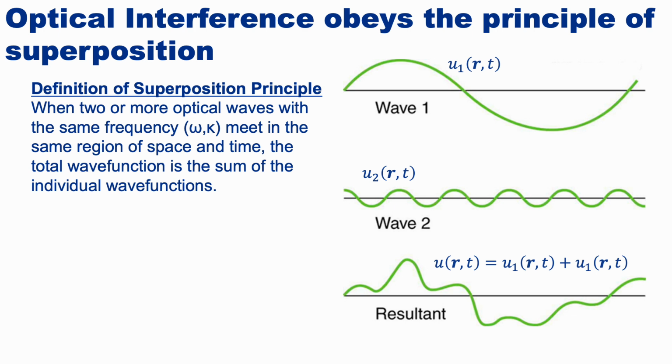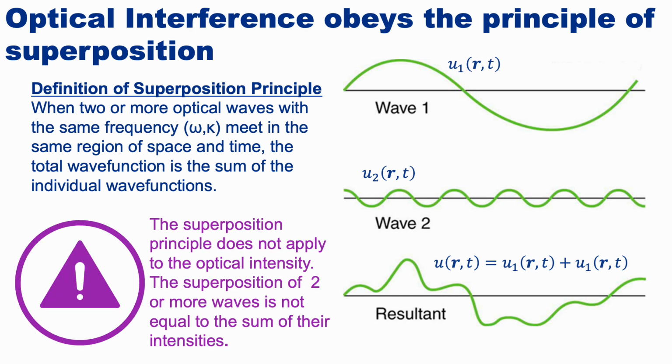So what that means is that if we have two or more optical waves that have the same temporal and spatial frequency and they meet in the same region of space and time, then we're going to assume that they are going to superpose, so that we're going to have a summation of their individual waveforms to generate a total wave function.